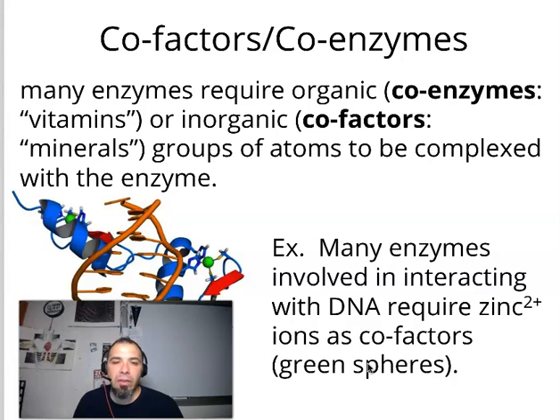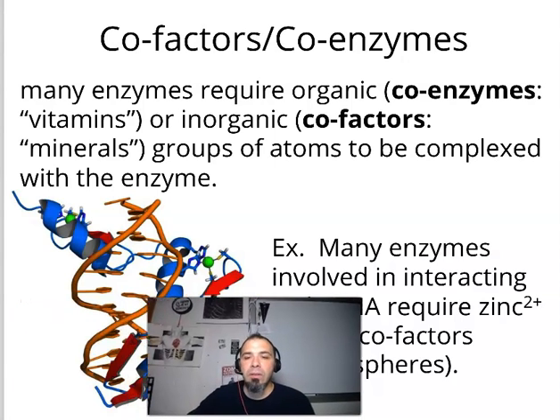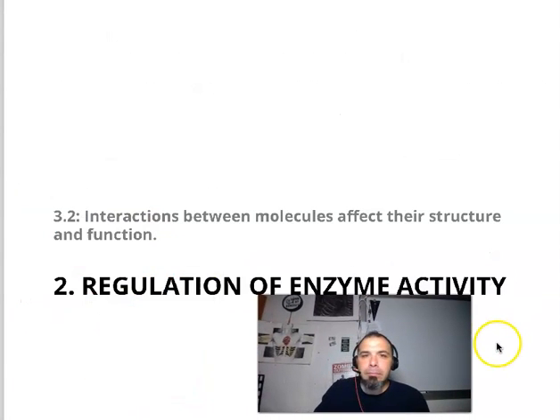So cofactors, if you think of people that are anemic, they need iron. So iron would be a cofactor. And so if you have a deficiency in coenzymes or cofactors, this could lead to enzymes not working properly, which can lead to metabolic issues. Many enzymes involved in interacting with DNA require zinc ions as a cofactor. If you look over here, those little green spheres are a very important cofactor.